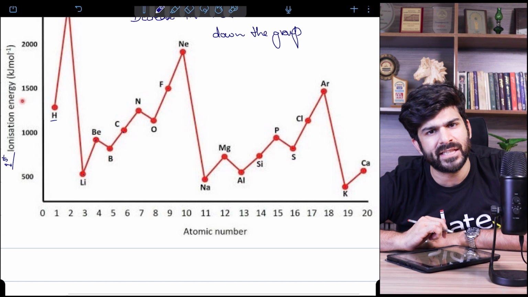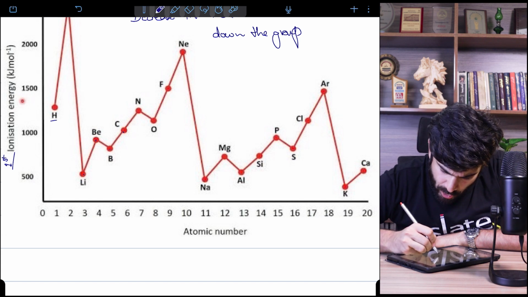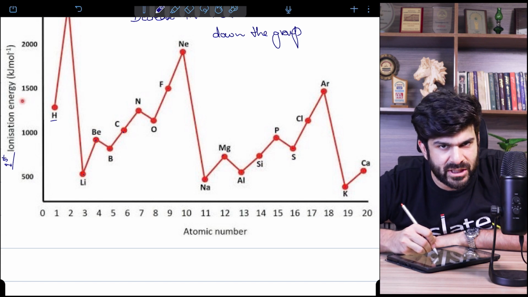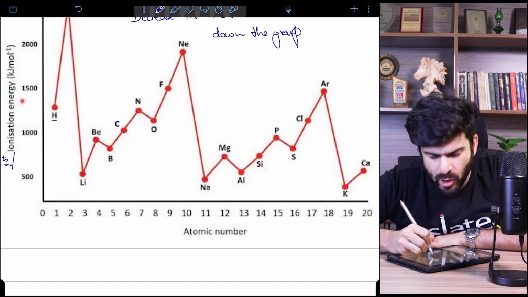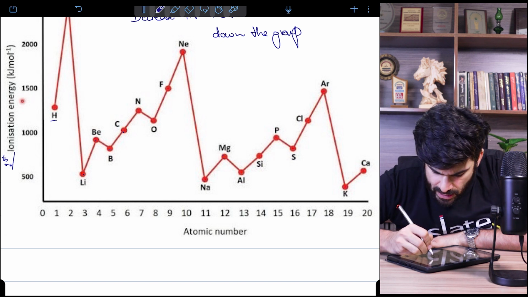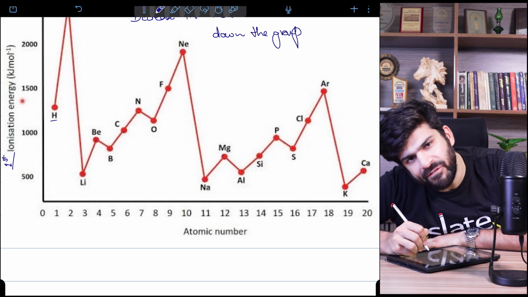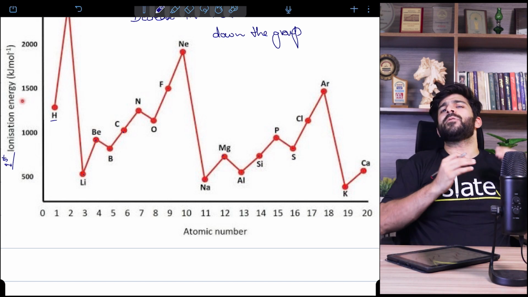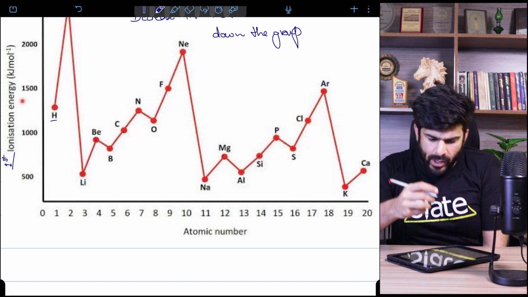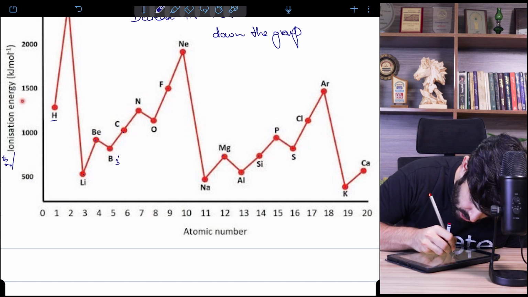If we notice at period 3, from sodium to magnesium, it's increasing. From magnesium to aluminum, there is another decrease. Then silicon is higher. Then phosphorus is higher. Then sulfur is again lower. The same trend is happening. Same trend. Third group.